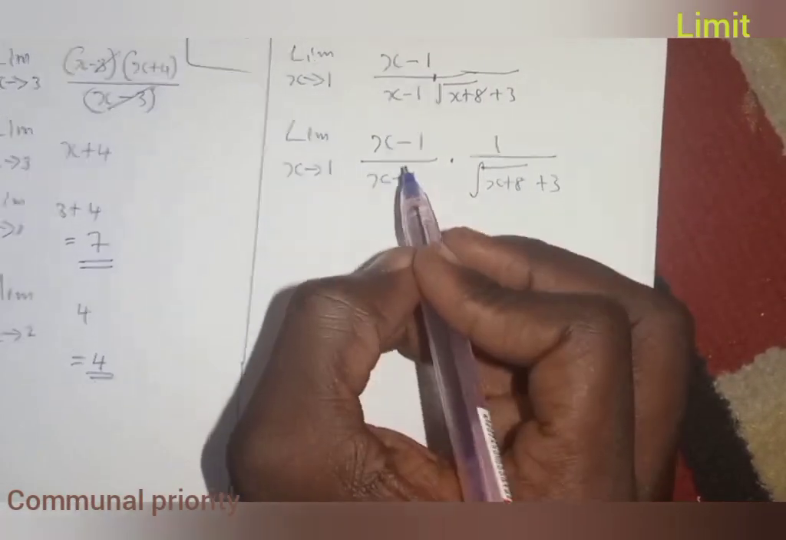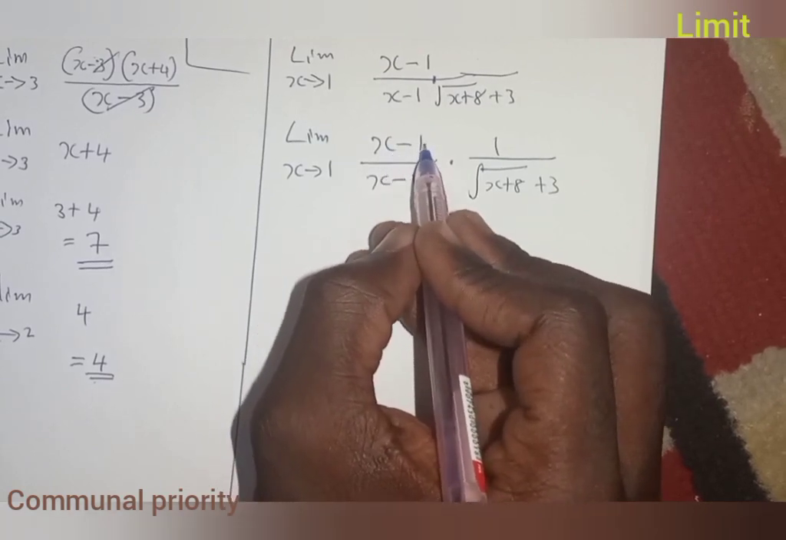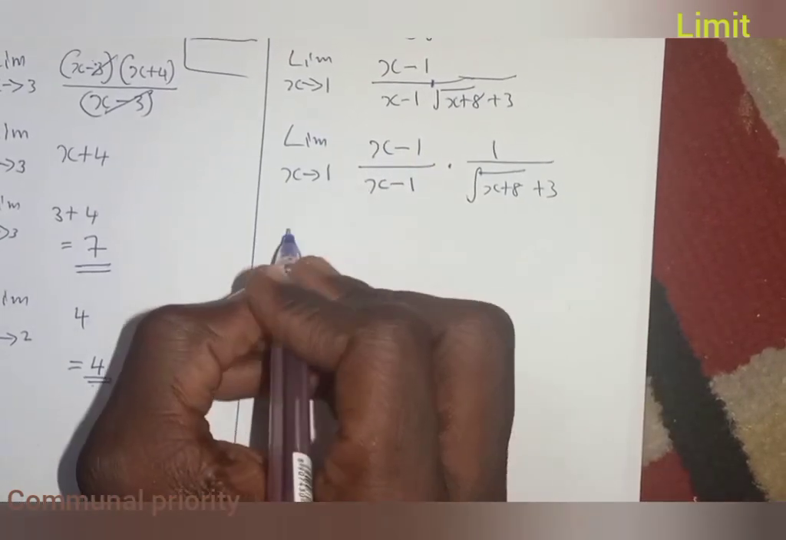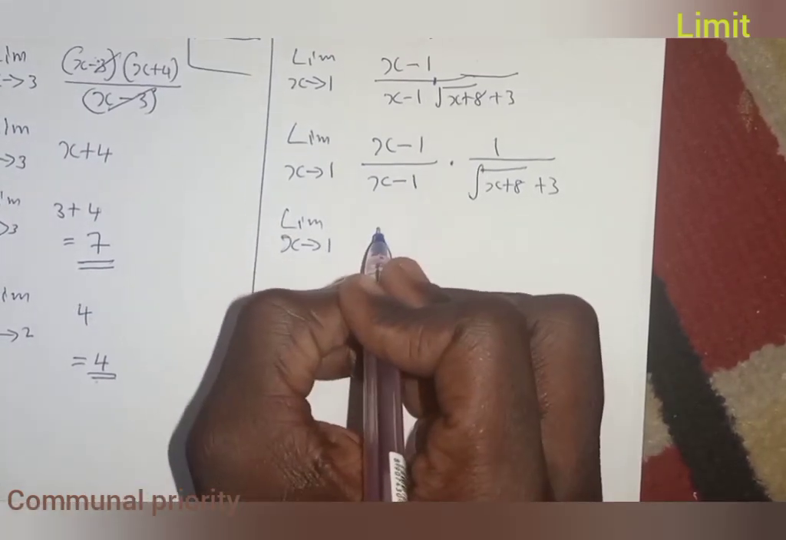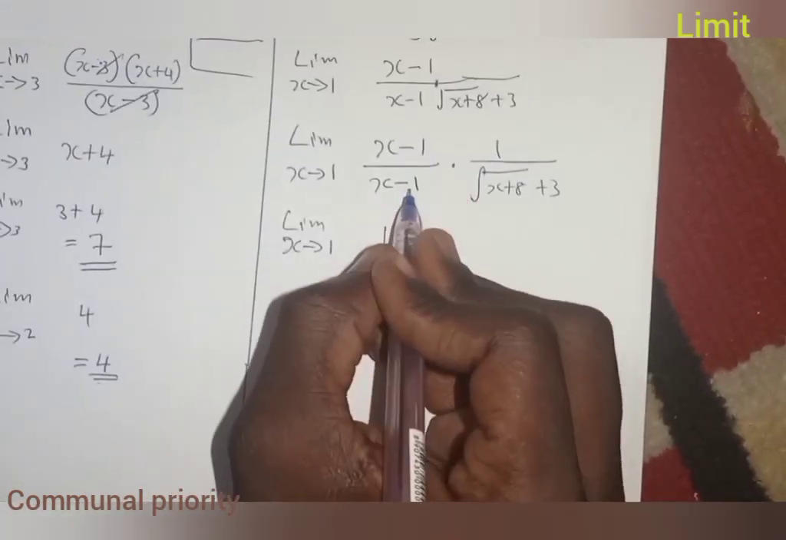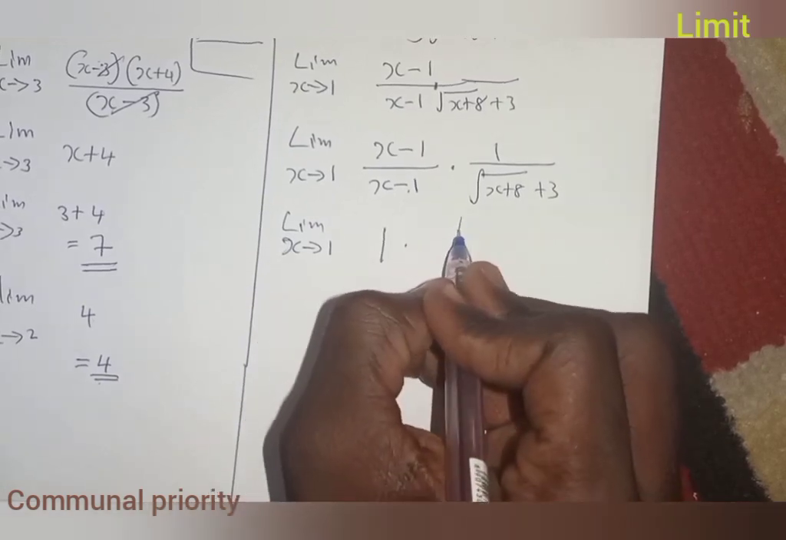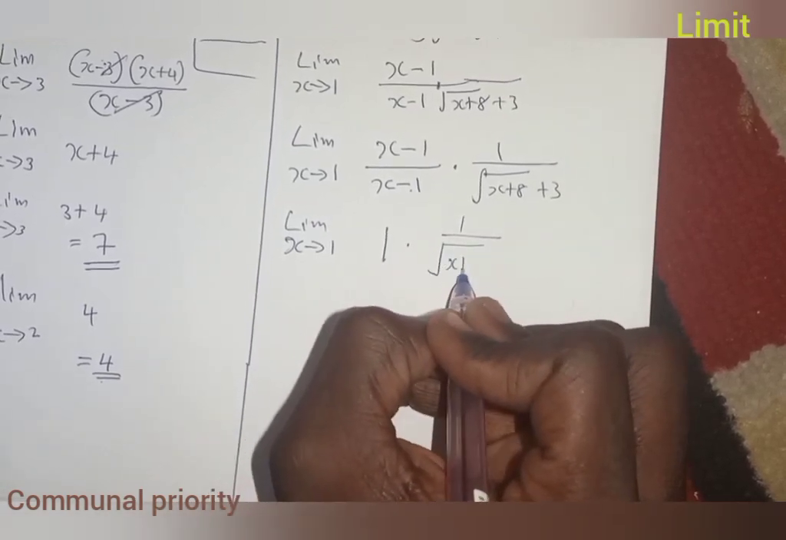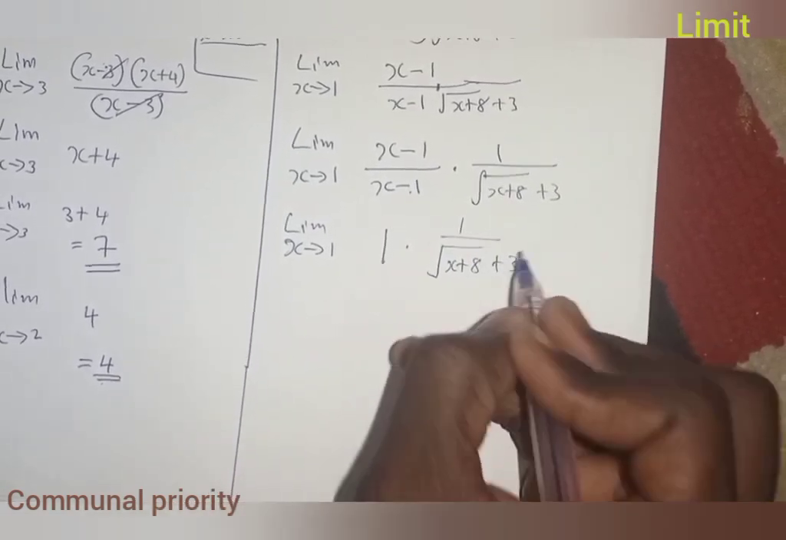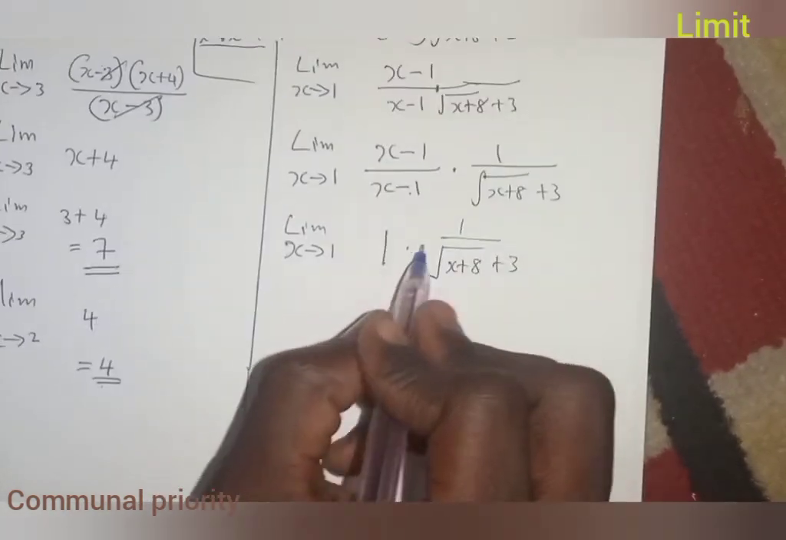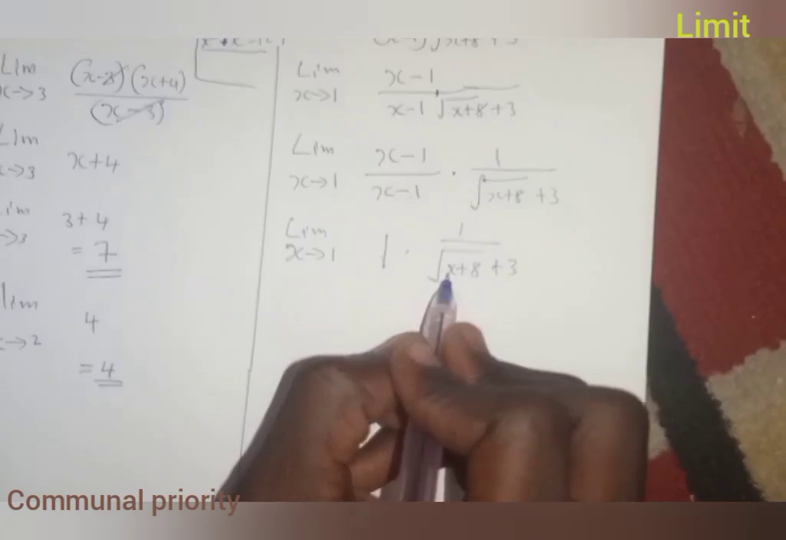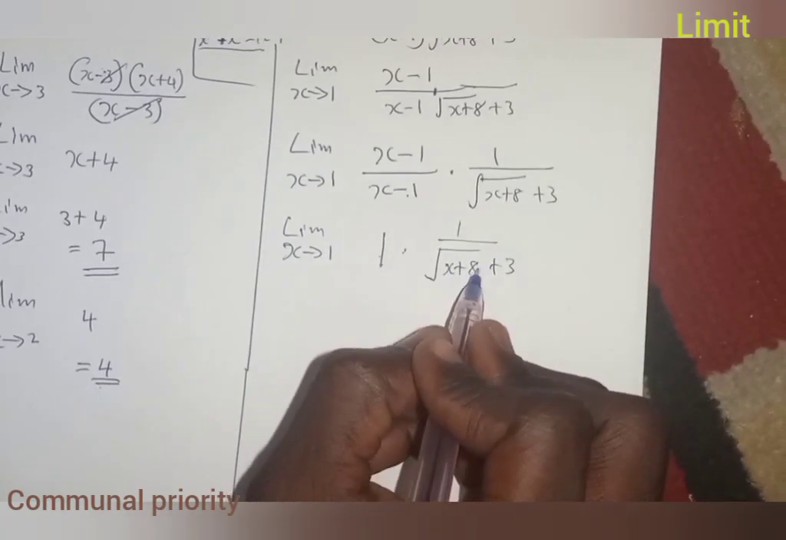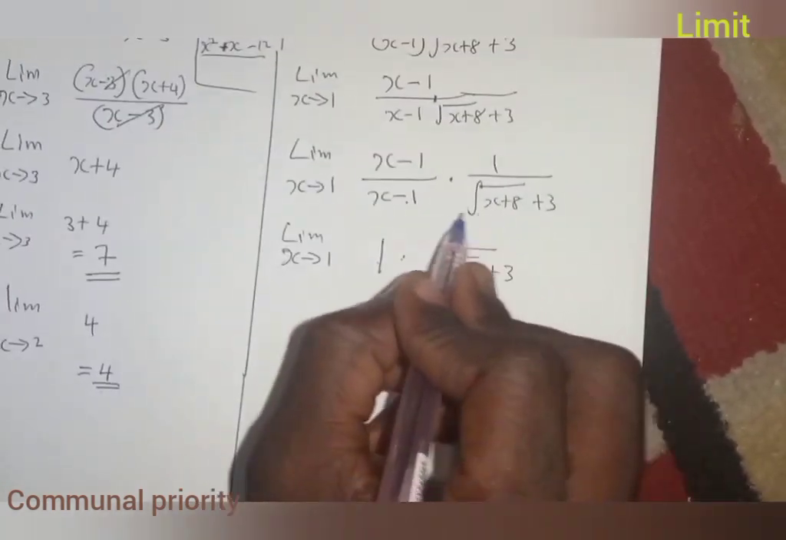So simply this will give us 1. X minus 1 all over x minus 1 is equal to what? Is equal to 1. Therefore, limit as x approaches 1 of 1, because this divided by this is equal to 1, multiplied by 1 all over square root of x plus 8 plus 3. Anything multiplied by 1 is equal to that number, so we don't need this 1 anymore, because 1 multiplied by 1 over square root of x plus 8 plus 3 is equal to, as we have here.